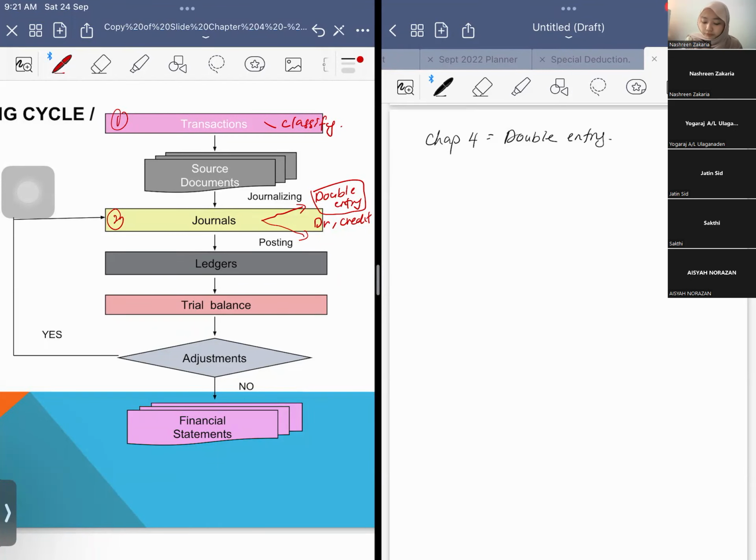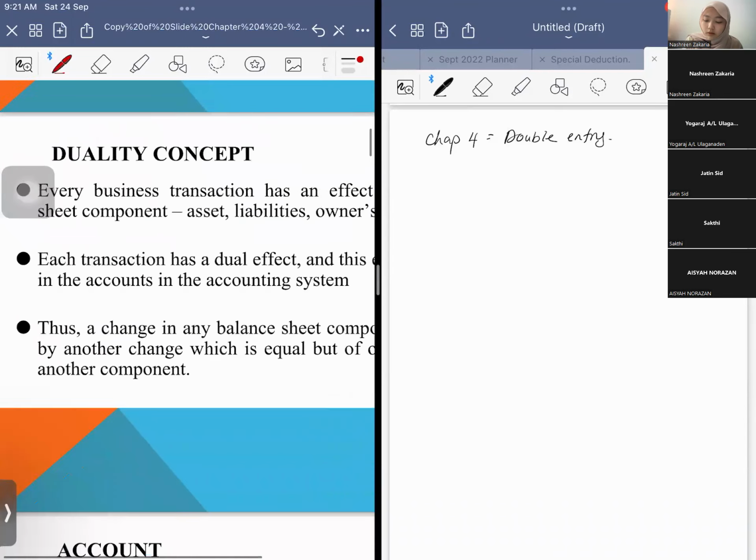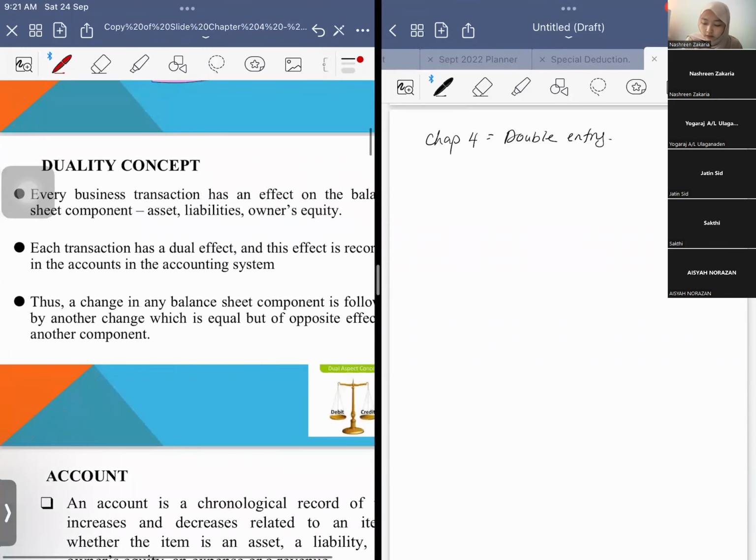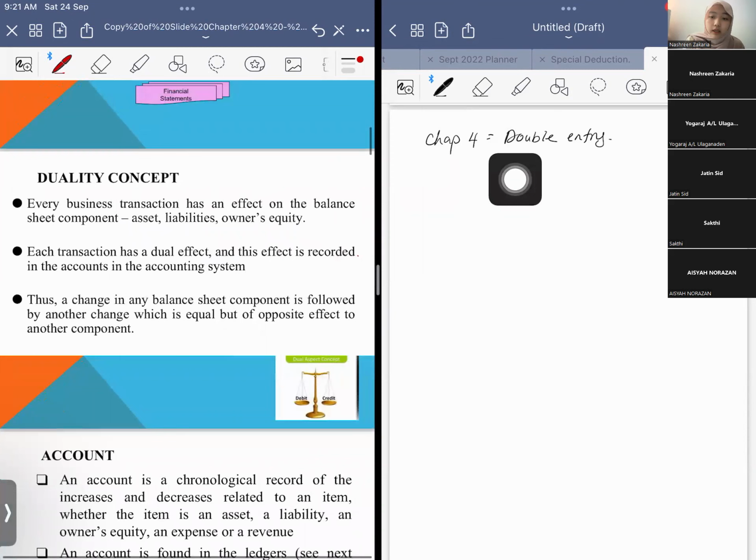So double entry is actually related to, or following, the duality concept. Duality concept is actually the concept of double entry.